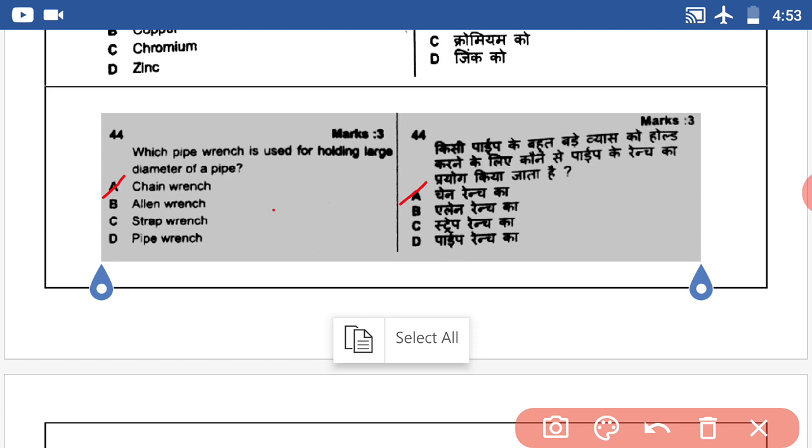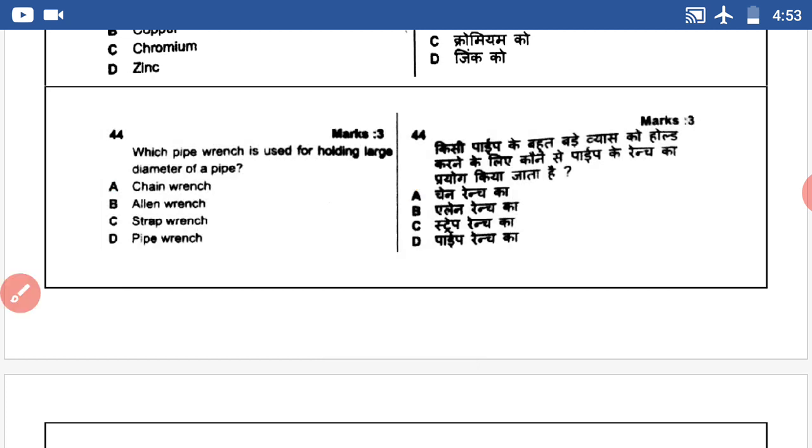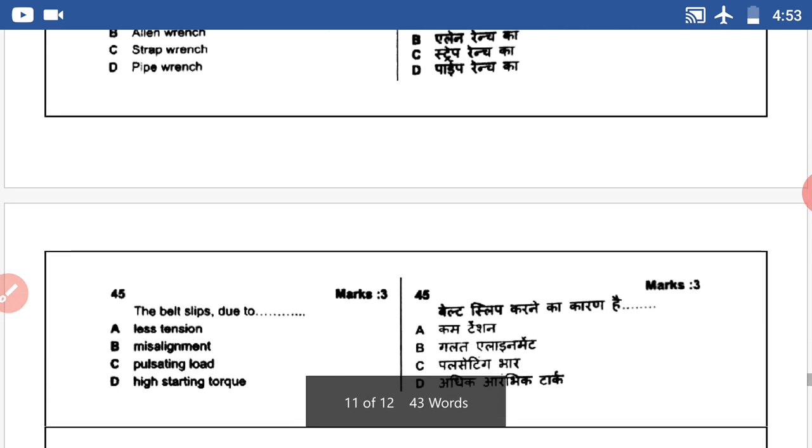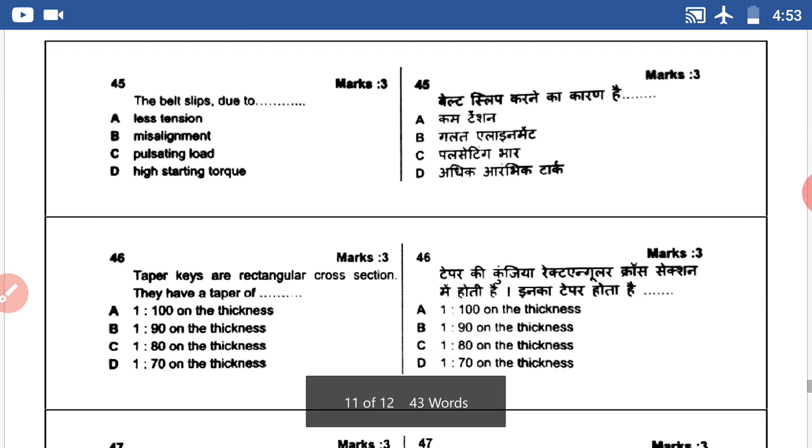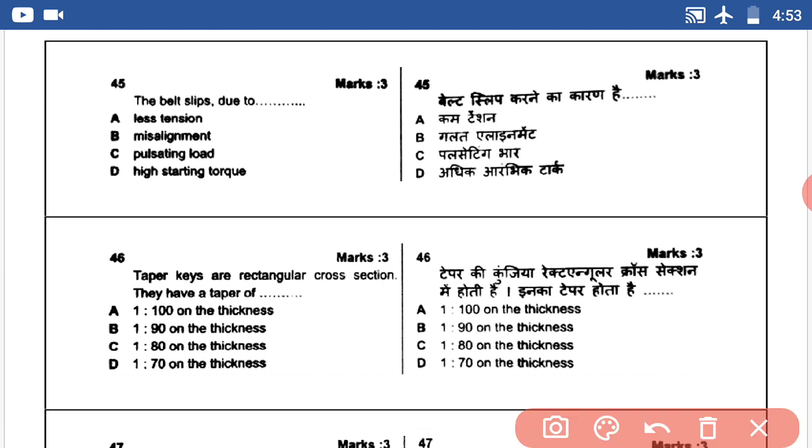Question number 45. The belt slips due to dash. Less tension. When the belt has less tension, the belt slips. Answer A.